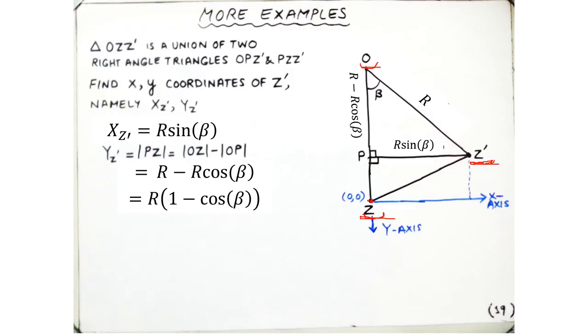To specify the position variable, we can just take the reference axis system as shown here, x-axis, y-axis, and the origin coincides with the center of the planet gear A at its initial position. The triangle OZZ prime is actually a union of two right angle triangles, OPZ prime, which is this triangle, and PZZ prime, which is this triangle.